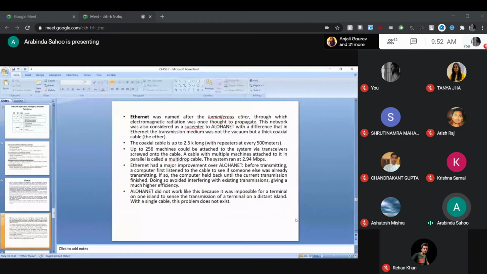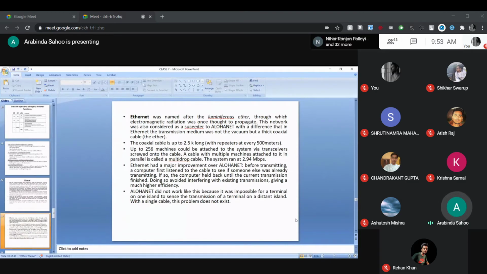So Ethernet, write down what is Ethernet. Ethernet was named after the luminiferous ether. Basically, this is a medium. Initially it was thought that electromagnetic waves can propagate through an ether, which is a type of medium. Whenever communication takes place with the help of a coaxial cable, this is known as a type of medium, that is ether. That is why it is known as Ethernet.